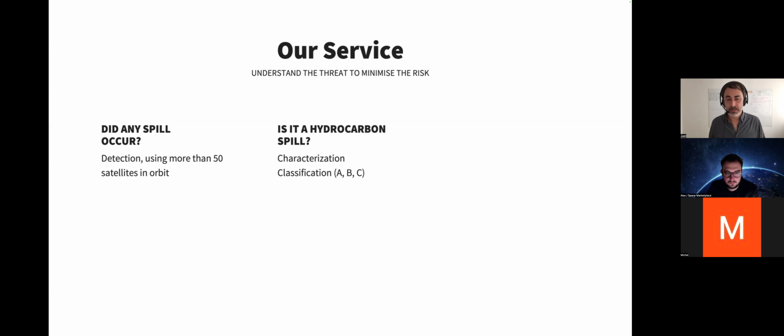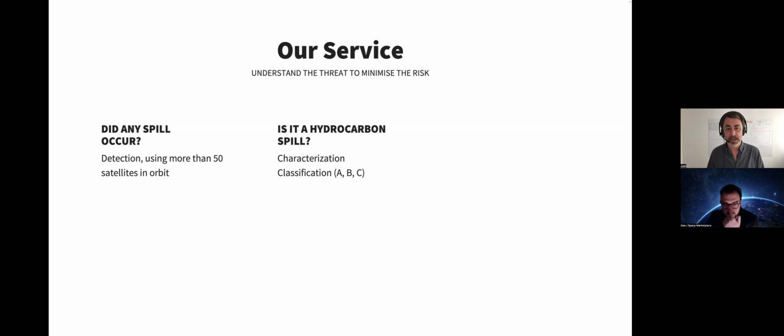The second question that usually occurs is, can we be sure if this is indeed a hydrocarbon spill, an oil spill? Because sometimes what we can detect in a satellite image can be natural phenomena, or it can be chemicals, or it can be vegetable oil discharged from ships. So it's very important to understand if what we are seeing in the satellite image is actually an oil spill. And we characterize the spill and we classify them in 3 classes, A, B, and C, that are correlated with the likelihood, with the probability of what we have detected being oil.